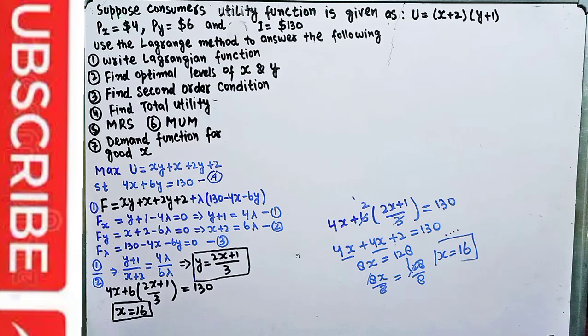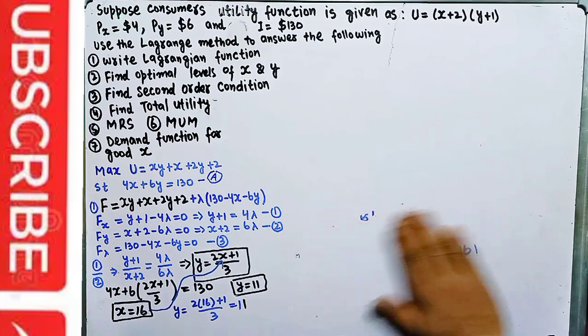Now to find the optimal value of good y, we simply plug the optimal value of good x into this equation. So here we put the value of x. Our y will be equal to 2 times the optimal value of x, which is 16, plus 1 upon 3, divided by 3, so we will get the value of y equal to 11. Let me write it here: y is equal to 11. So we got the optimal values of good x and y.